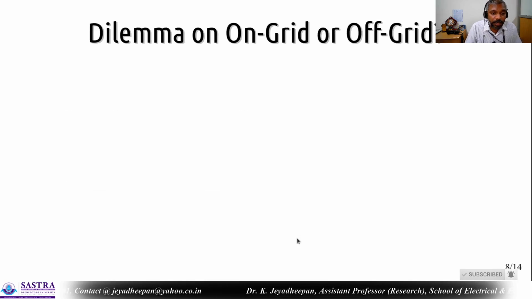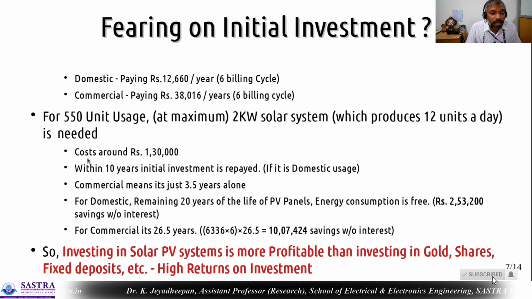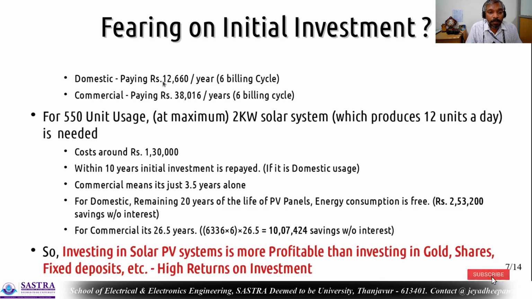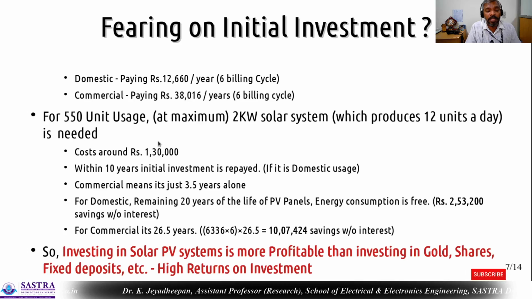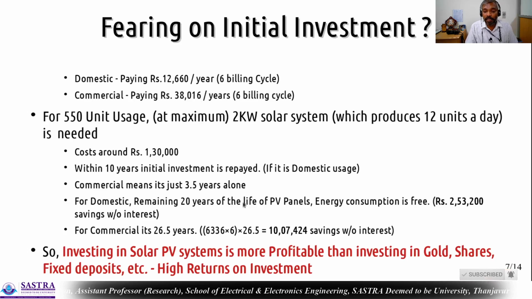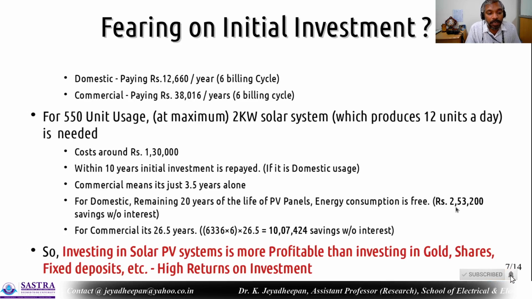If it is domestic usage, within 10 years your initial investment will be repaid, right? 10 years means per year you will be paying roughly 13,000 rupees. So 13,000 into 10 years means 1,30,000 will come, right? So 1,30,000 will be regained in 10 years. For the remaining 20 years, your energy consumption is going to be free. If you calculate the electricity bill for that particular 20 years, it comes to around 2,53,200 rupees. Once again, this is also without interest.